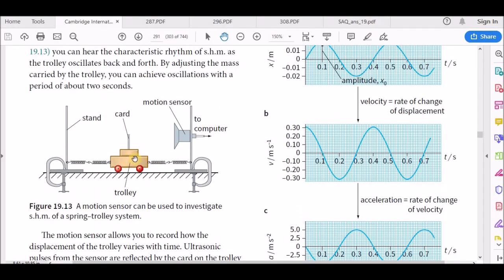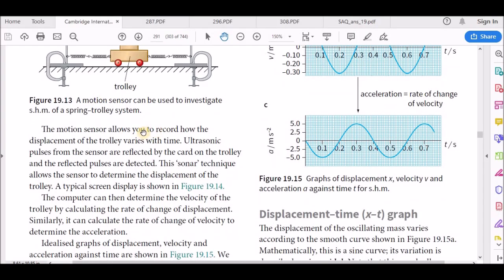Now what happens is you can add masses to this. Maybe you can tape slotted masses to this trolley and adjust its mass, so that you get an oscillation with a period of about 2 seconds. Because if it is too light, then it will oscillate too fast. If it is too heavy, it will oscillate too slowly. So you can adjust the mass on the trolley so that you achieve oscillations with a period of about 2 seconds. The motion sensor allows you to record how the displacement of the trolley varies with time.